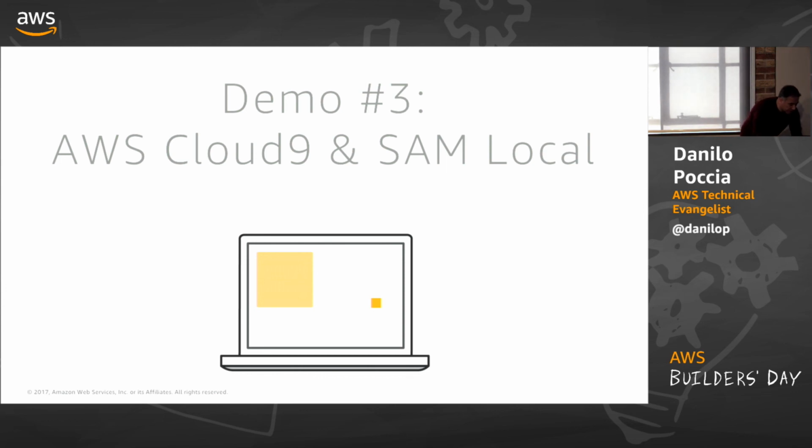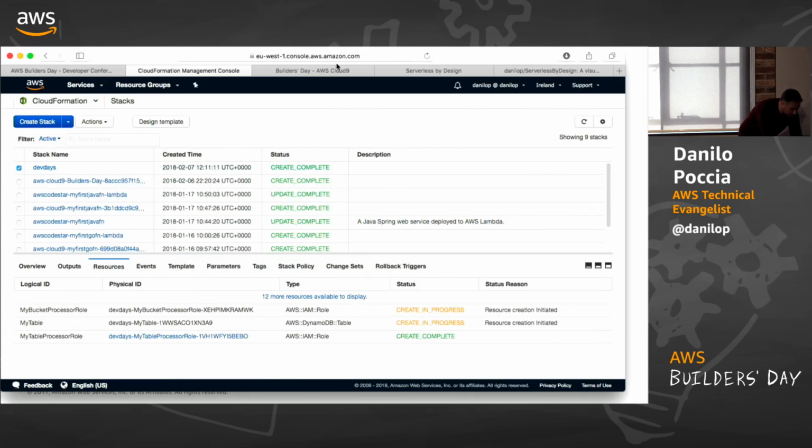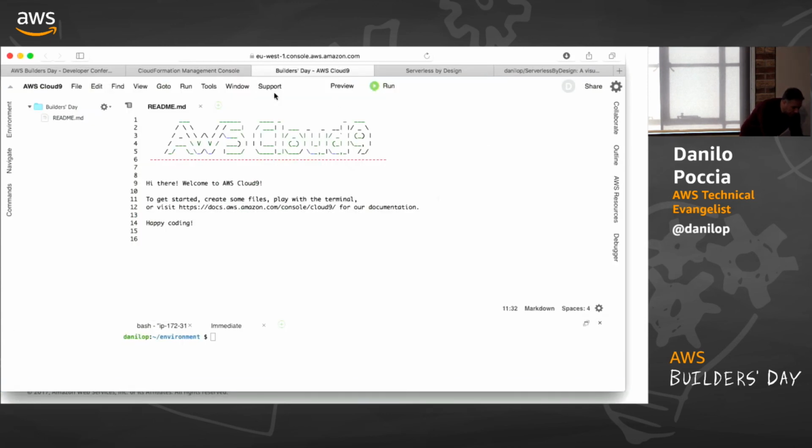So let's see a little bit of Cloud9 and some local development on the console. Here I already have Cloud9 open. This is an environment that I have. So you see it's like an editor. Here I can have files, and here I have AWS resources.